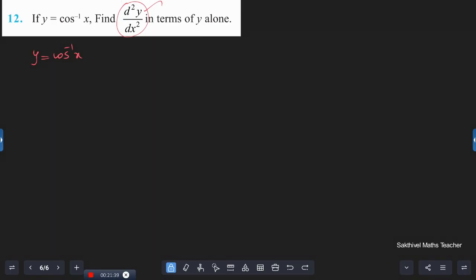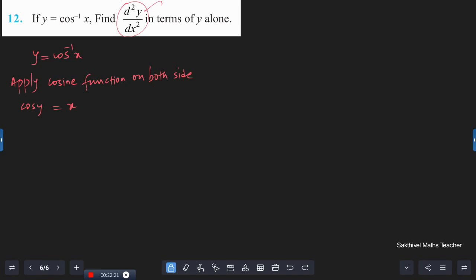So what do you do? Don't differentiate directly. Apply the cosine function on both sides. Cosine only, cos they will say. Understand? Apply cos or cosine function on both sides. So what will you be getting when you apply it? Cos y on the left hand side. Then cos inverse will cancel. So what will you be getting? x. Okay, right. Now you differentiate.